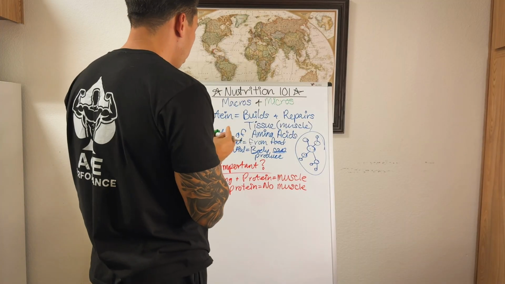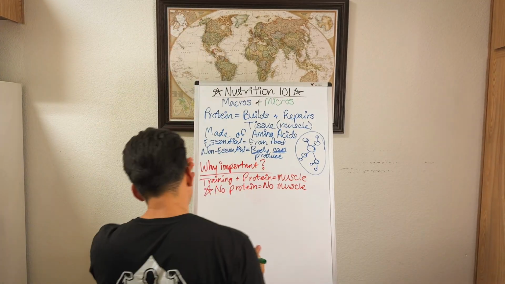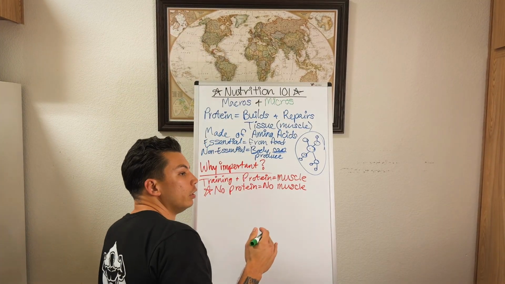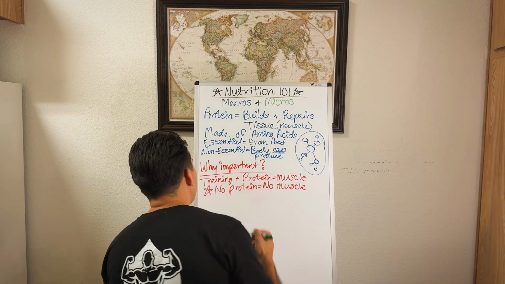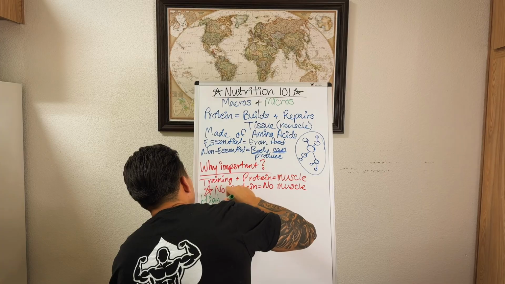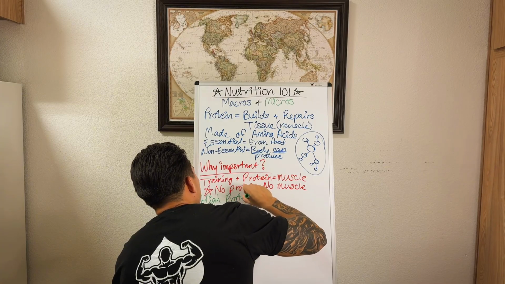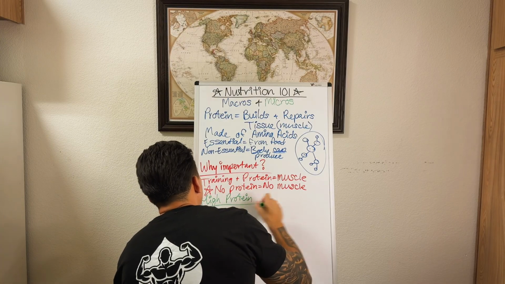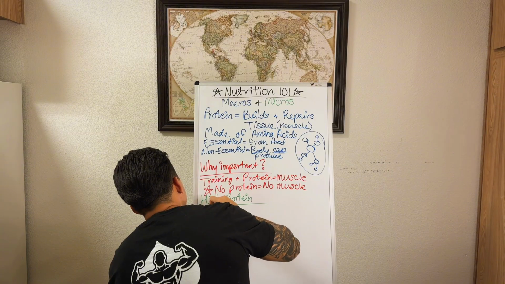So a lot of you are already gonna know this. The biggest thing I wanna hit is what people think are high protein, but it's not. But I'm gonna start with what is high protein. So I'm gonna write down high protein. Number one is obviously gonna be meats, right?